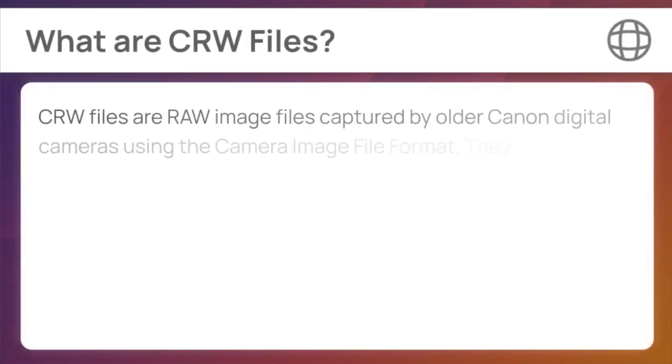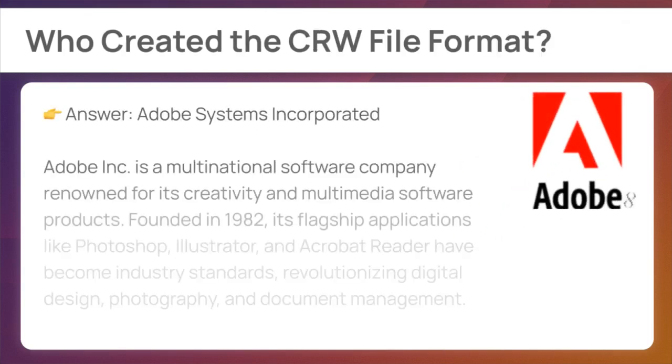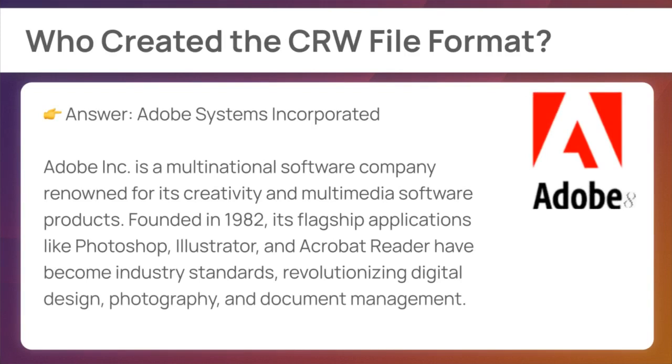CRW files are raw image files, captured by older Canon digital cameras using the camera image file format. They preserve the full unprocessed CCD or CMOS sensor data at the camera's native bit depth, retaining maximum dynamic range and color information for extensive post-processing adjustments that lossy JPEG compression would permanently discard.